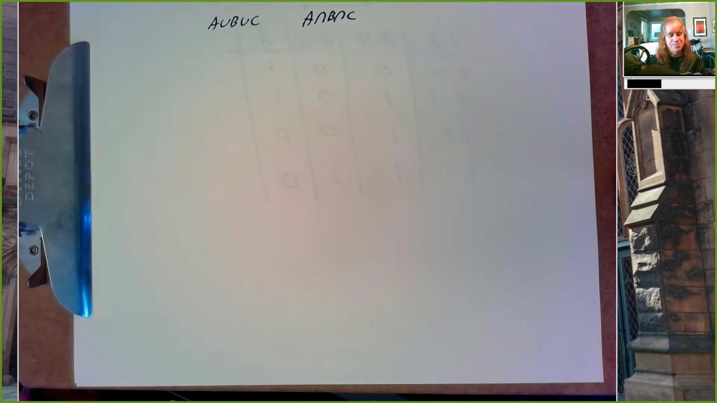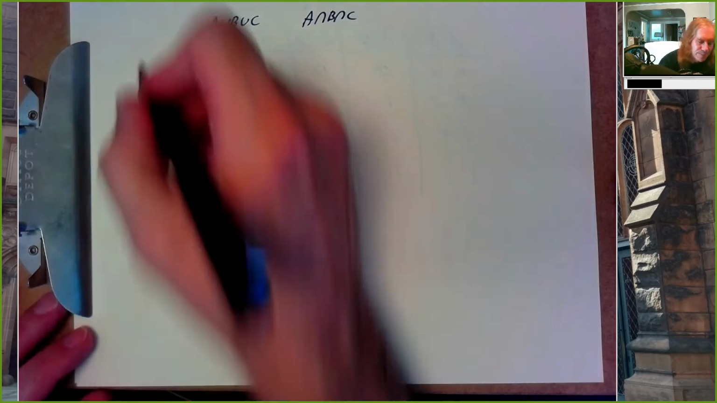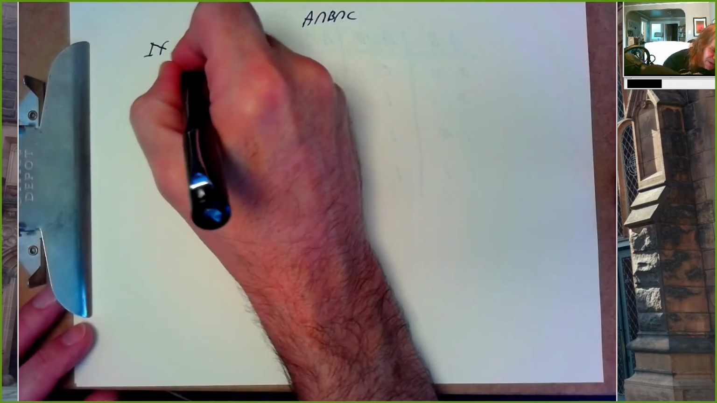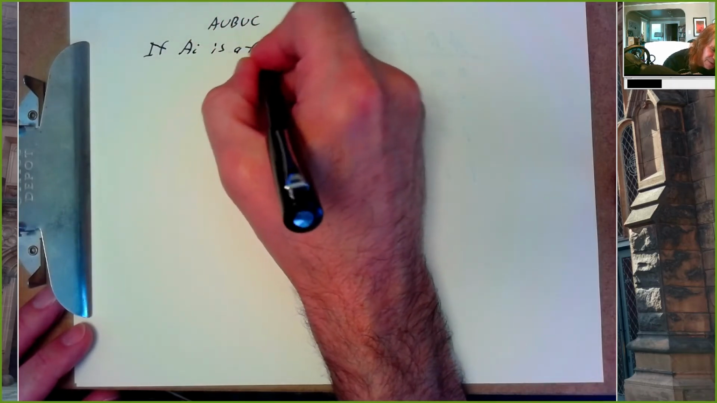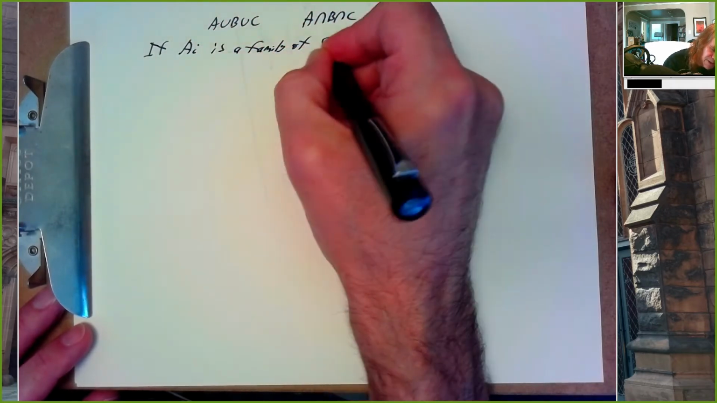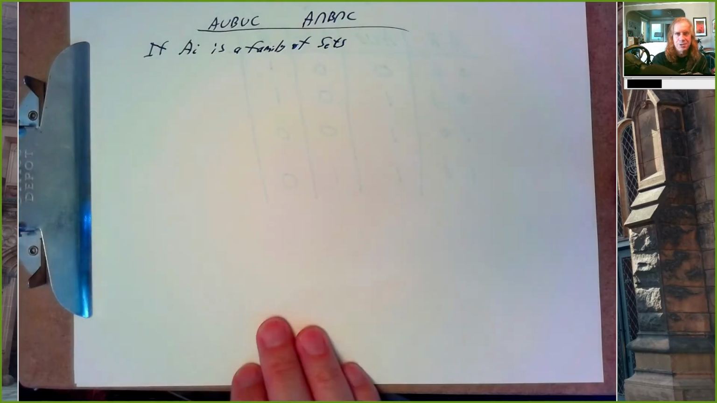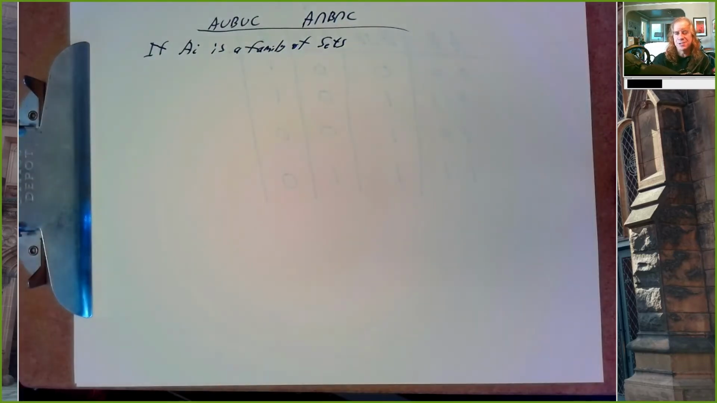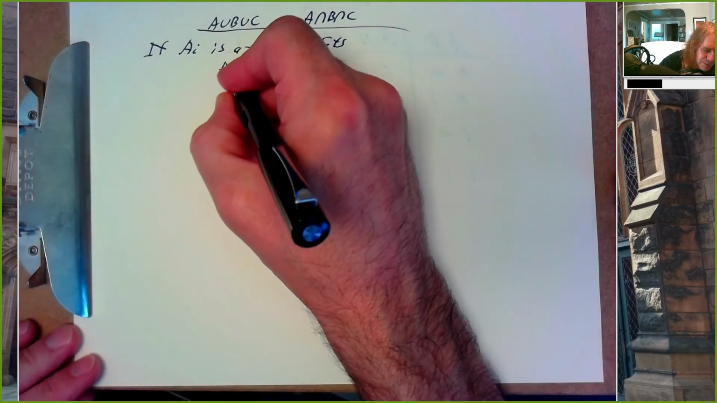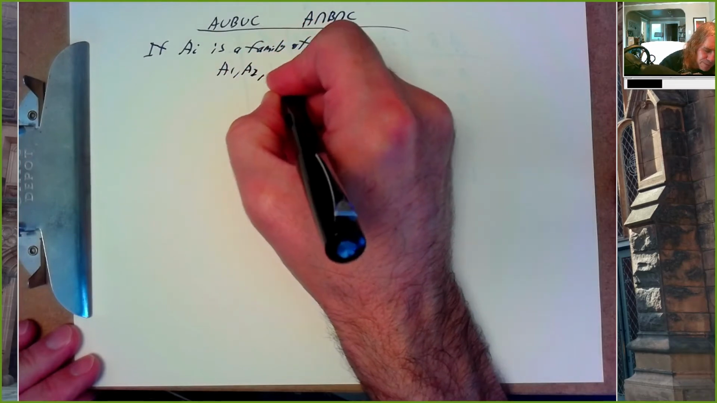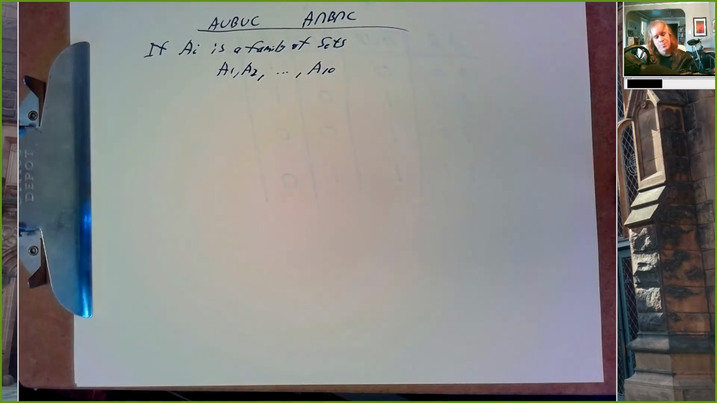And sometimes we want bigger unions and intersections. And so let me do this. If A sub I is a family of sets, by a family of sets, I mean there's a set called A1, there's a set called A2, there's a set called A3, up to some point, right? So maybe I have A1, A2, all the way up to A10. So I've got 10 sets, but I'm representing them in this way, right? So this is like an array of sets, maybe.